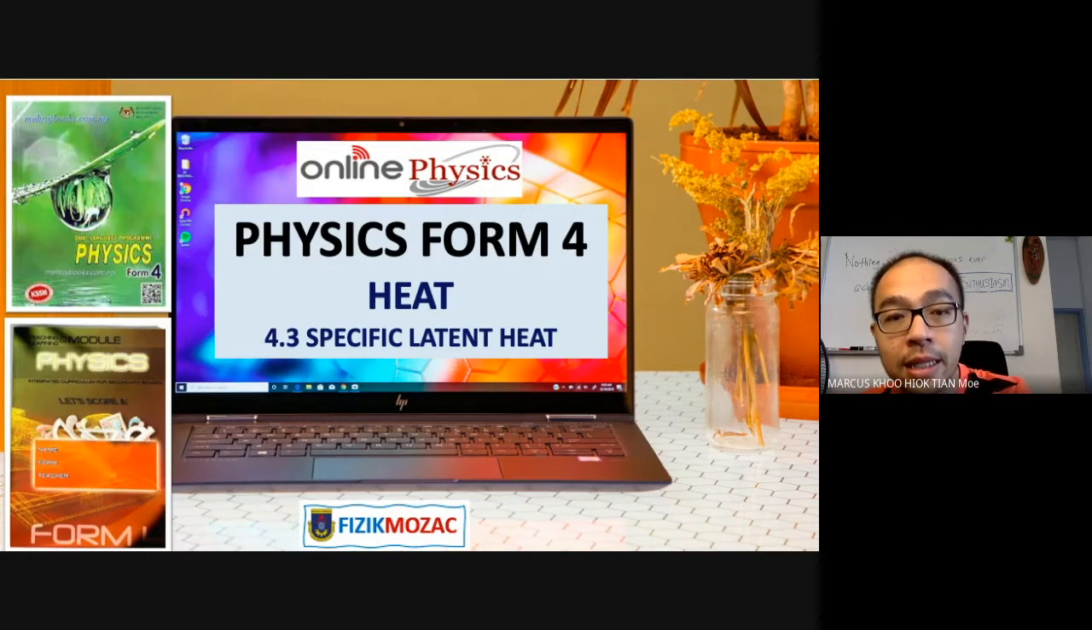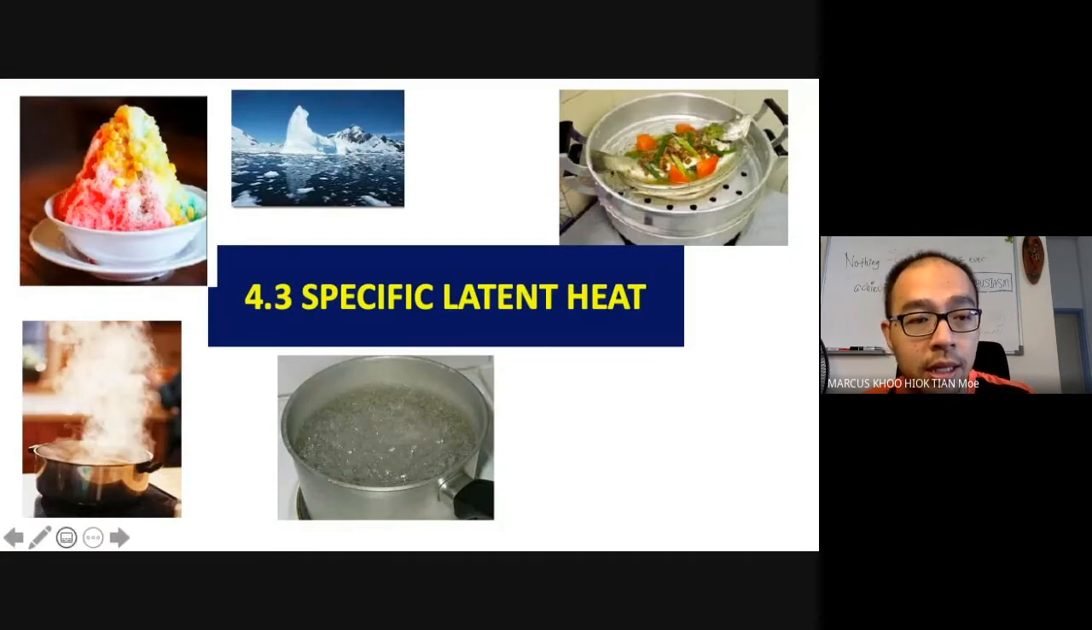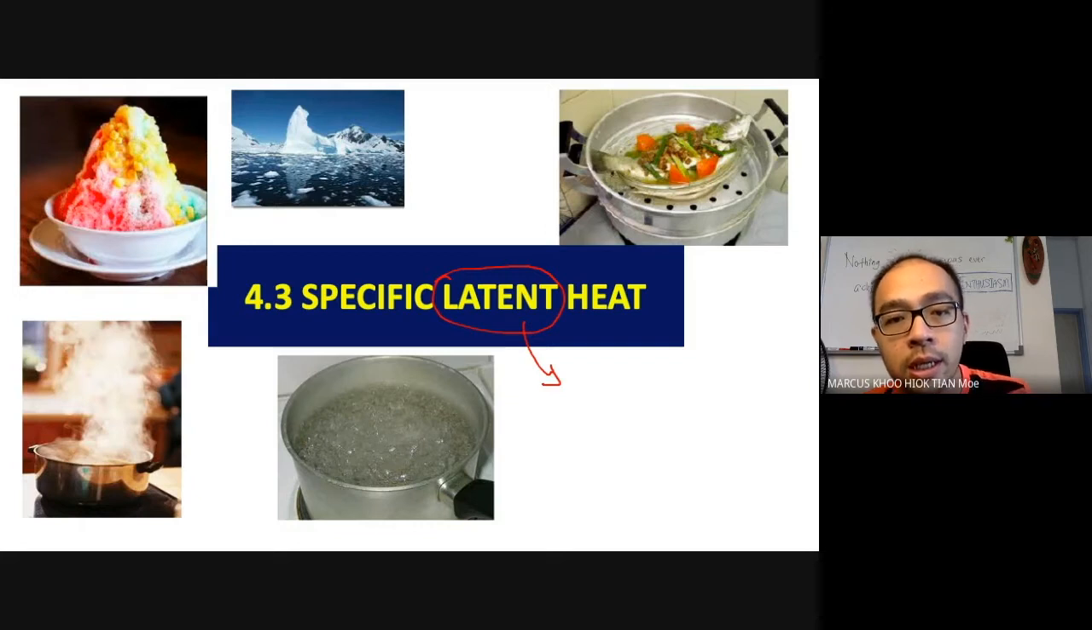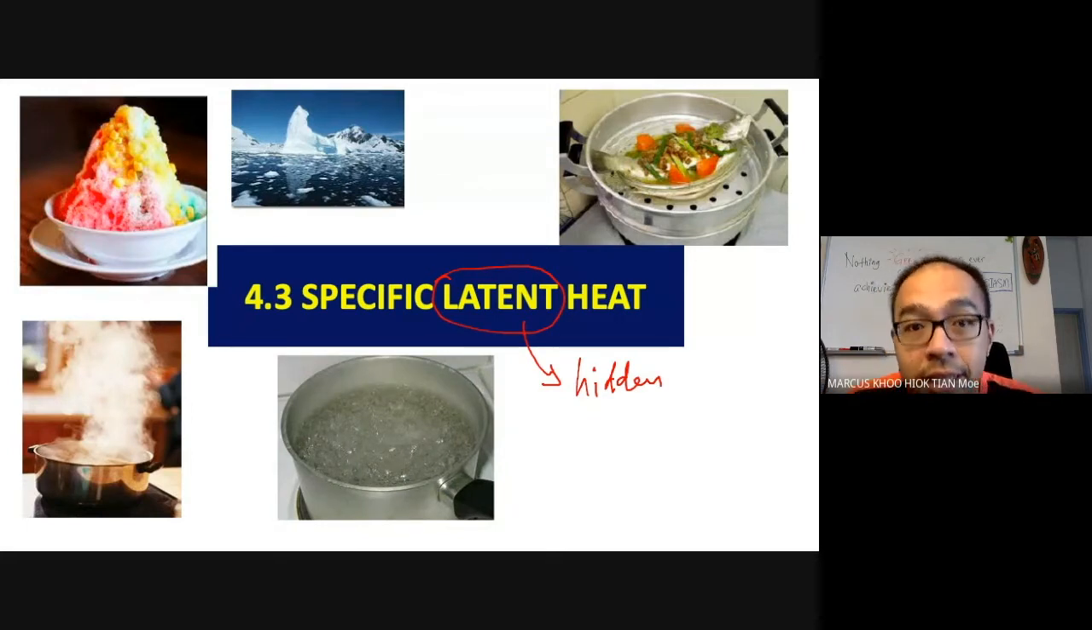But specific latent heat, first of all, we have to understand the meaning of the word latent. In the old books it used to be called hidden, means dia tersembunyi. So it used to be called specific hidden heat. It is a heat that is hidden, like you are providing the heat, but you don't see the effect of the heat. Because for us, whenever we think about heat, we think about temperature increase.